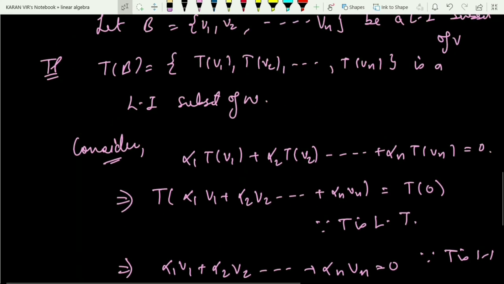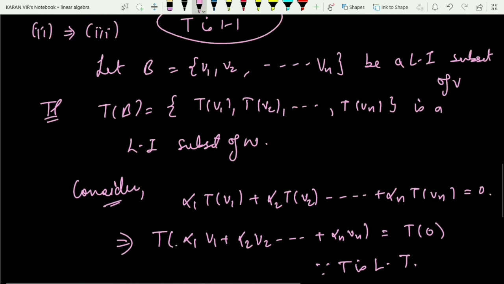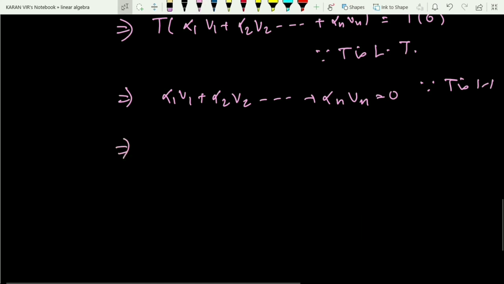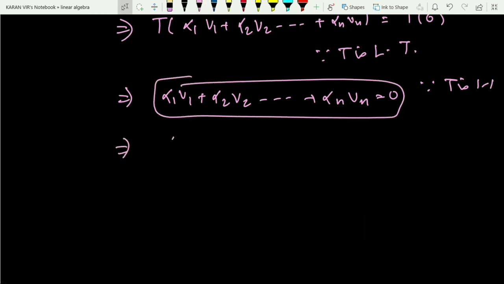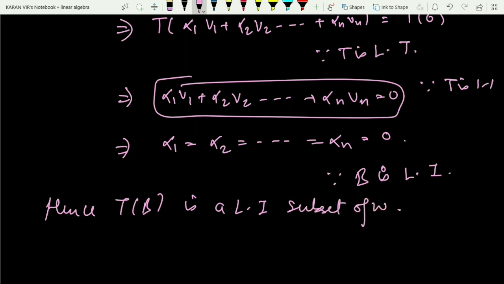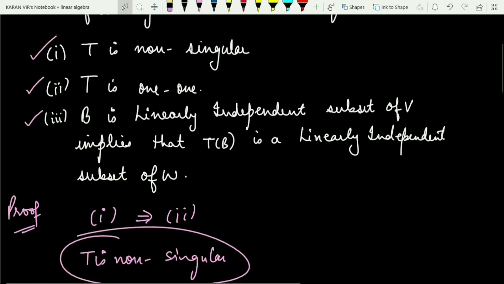Now, since this set B contains V1, V2 up till so on to Vn, and this is a linearly independent set, by the definition of linear independence, if the linear combination is 0, this implies all the scalars have to be 0. Why? Because the set B is a linearly independent set. And hence what I have proved is that T of B is a linearly independent subset of W. That is, we considered T to be 1-1 and then I proved the third part.